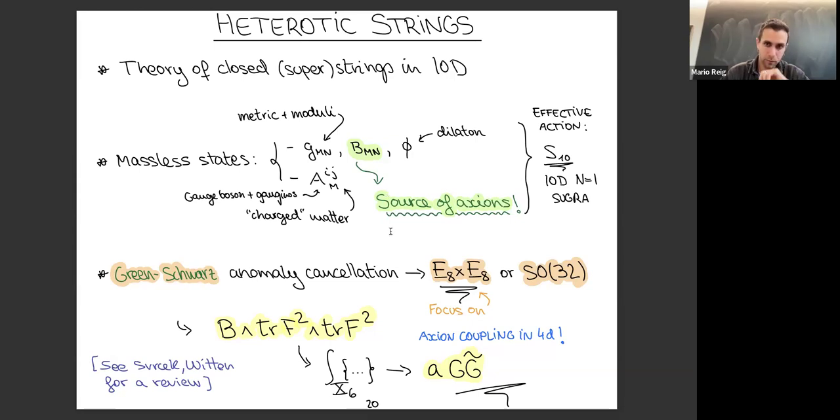Now, why do I say that the Green-Schwarz mechanism is crucial? In this anomaly cancellation mechanism, we have terms of this type: B wedge trace F squared wedge trace F squared, which are crucial to cancel the 10D anomaly. It turns out that when you integrate over the compact space, this term, the same that cancels the anomaly, gives you an axion coupled to gauge bosons in 4 dimensions. That's why I say it's crucial to understand the anomaly cancellation.